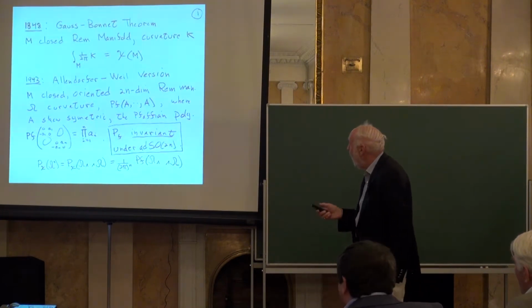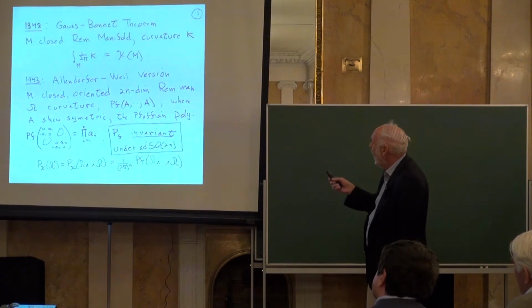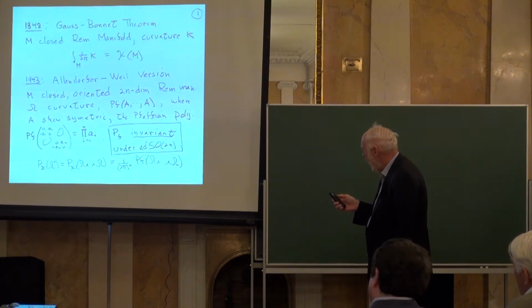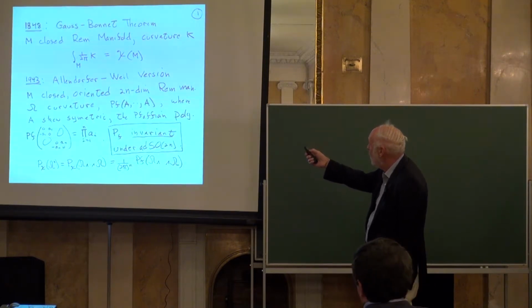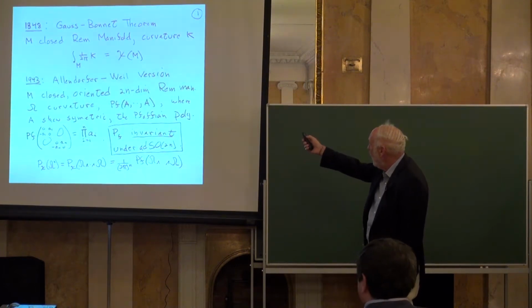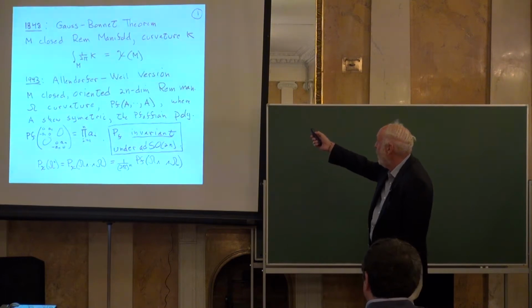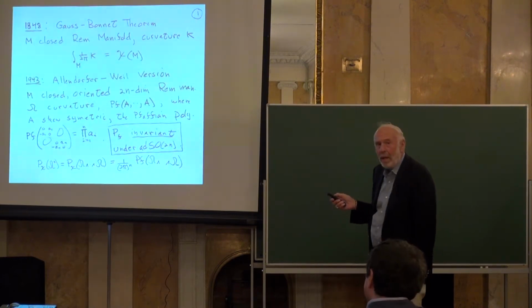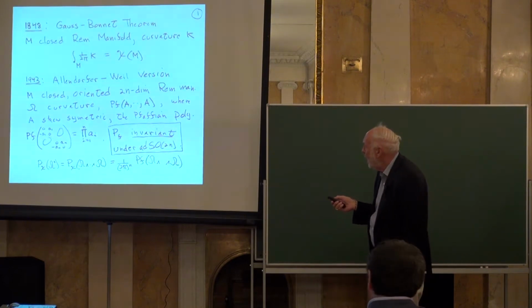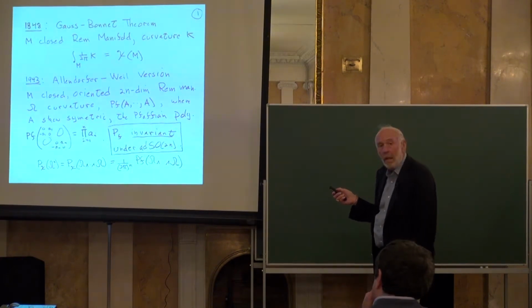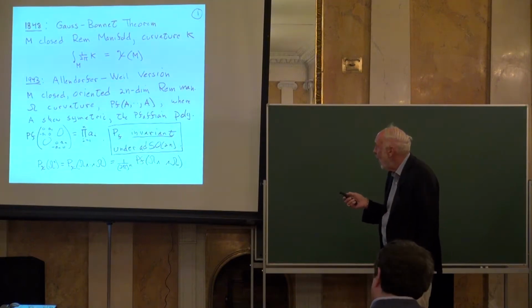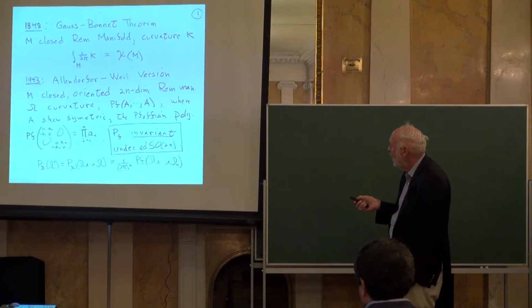So we'll go back to 1948 with the Gauss-Bonnet Theorem. It's the famous Gauss-Bonnet Theorem. If you integrate the curvature on a closed two-dimensional manifold, you get the Euler characteristic, chi of M. And, well, that was a great theorem. It's still a great theorem. Now, in 1943, Allendoerfer and Weil proved a generalization of this to any closed orientable manifold.